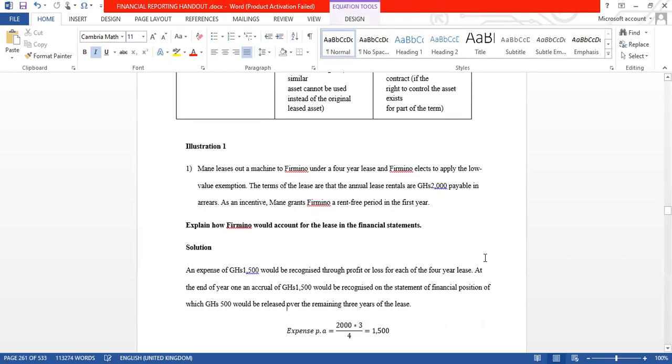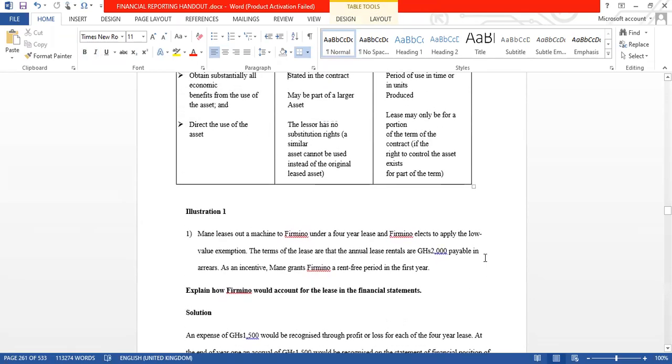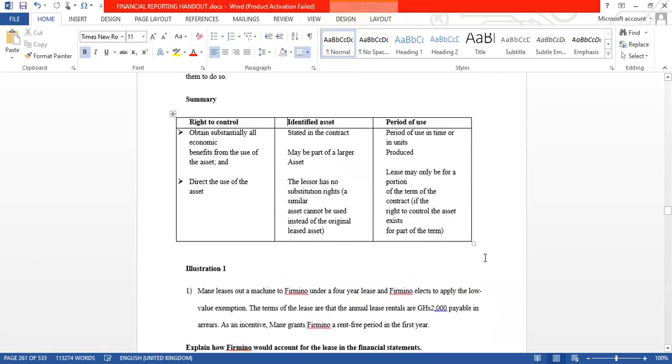So let's look at this illustration. The illustration goes like this, and of course, I'm a Liverpool fan, a proud one. Sadio Mane leases a machine to Firmino under a 4-year lease, and Firmino elects to apply the low value exemption. So we will come back to the exemption.